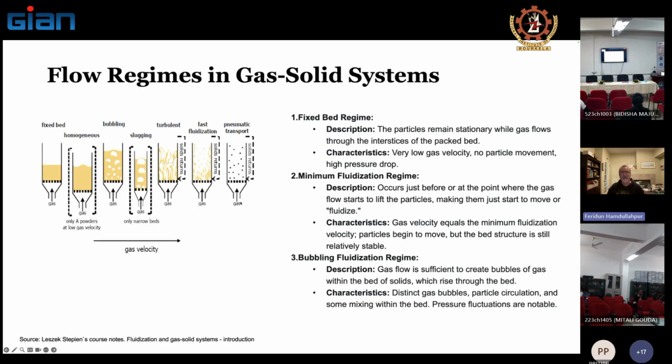And then if you go further, you will enter into pneumatic transport, where you will see no bubbles, nothing, and the particles are all moving. They're transported upward and in any which direction.